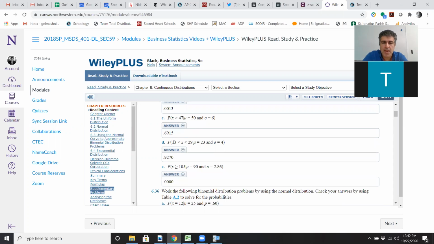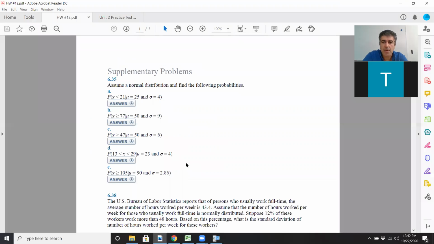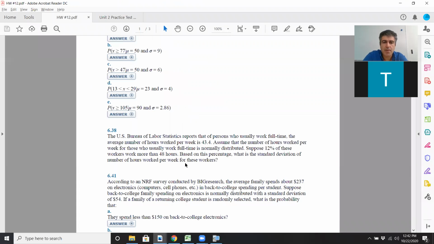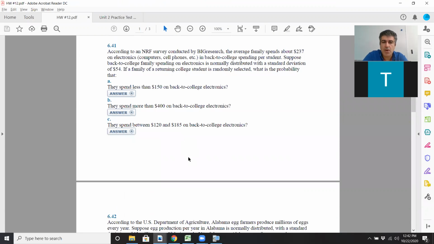So 0.6915, 0.9270, and that's just going to be 0, mainly because 105 is so much bigger than 90 with a standard deviation of 2.86. So you're not going to really see any data points bigger than 105 with a mean of 90 and a standard deviation of 2.86, assuming a normal distribution, right? So using calculators there should be pretty straightforward. Let me go over the other ones where answers are provided.